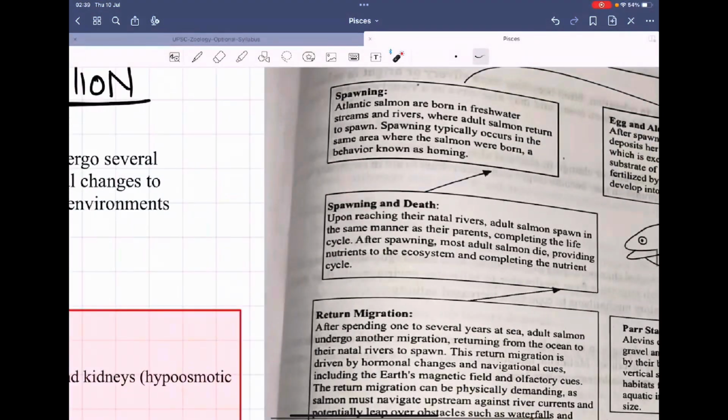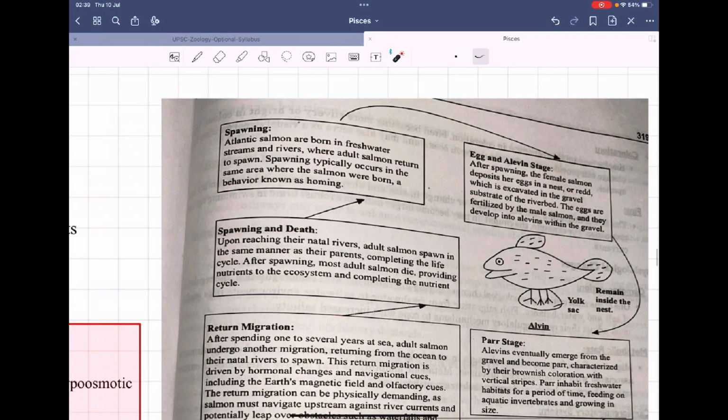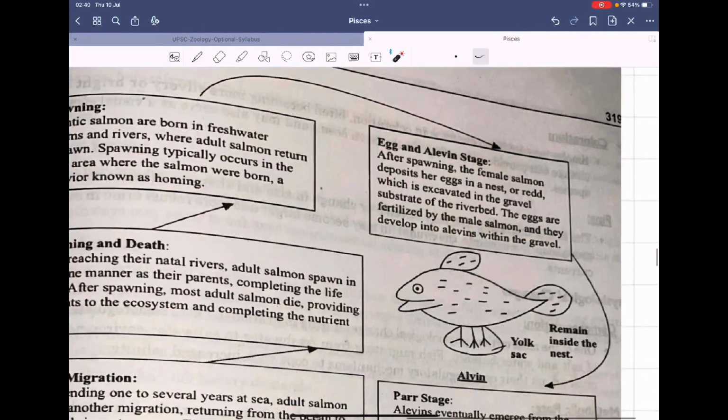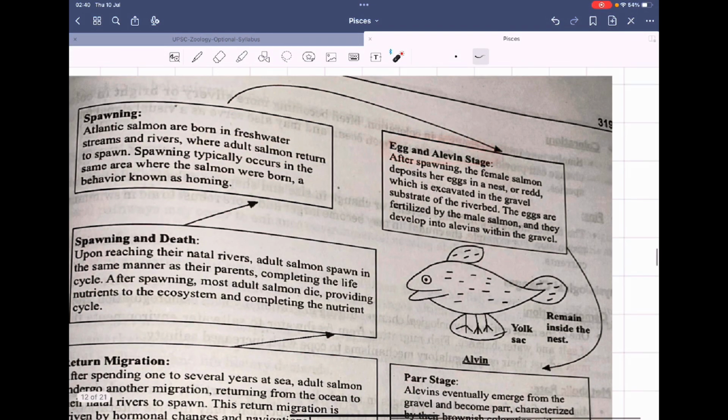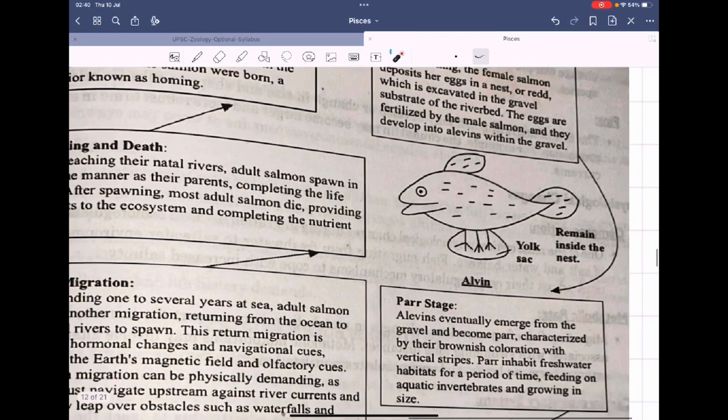So what happens if you look at the life cycle of this salmon in detail? First, there will be spawning. The Atlantic salmon are born in the freshwater streams, and the adult salmon will return to spawn. Spawning typically occurs in the same area where the salmon were born, a behavior that is known as homing. After this spawning, the eggs will be deposited. The female salmon will deposit the eggs in a nest or redd. So the nest is also called the redd.